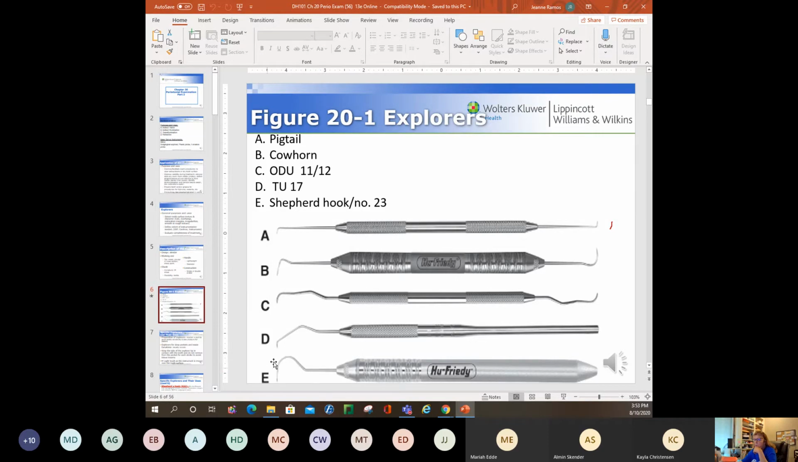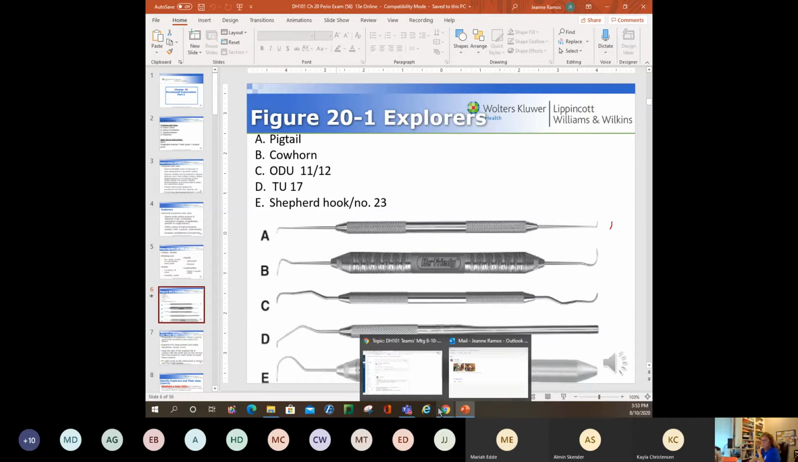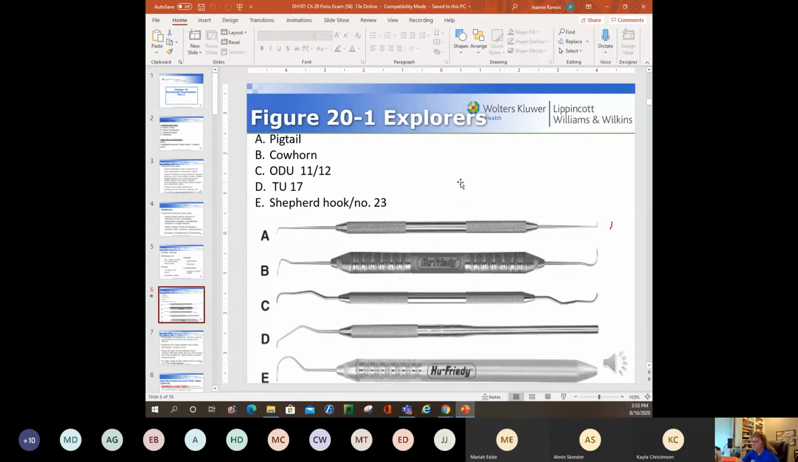And then you have your shepherd's hook. What this shepherd's hook is for, like I said, is not going subgingivally, but going on the facial and the lingual. You'll go in the buccal pit area of molars, and all along the occlusal side. Dentists a lot of times use this to detect decay because it's a little more sturdy than the 11/12 ODU, which we use, and they can poke around on the occlusal, and it never goes sub.